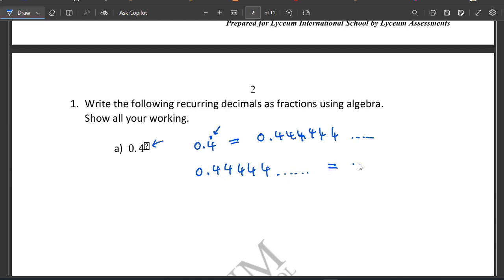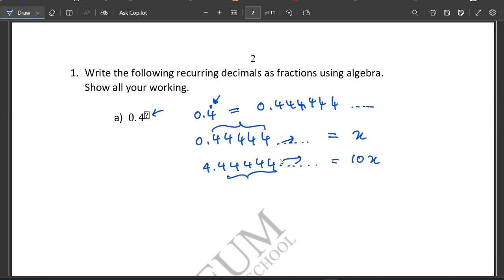We take this as x. Now we have only one dotted number, so only one recurring number. So then we multiply it by 10. So now we have 4.44444. We always take 5 here because we can take any number we want because it continues till infinity. So for our convenience we take only 5.